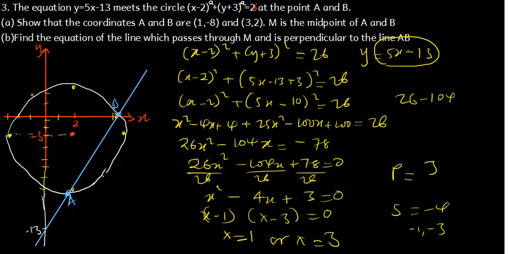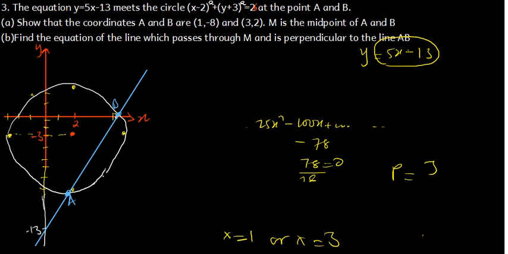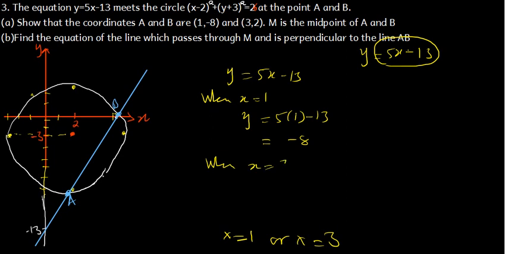Now to find y values, we need to go to the equation which we have at that point. So the equation is y is equal to 5x minus 13. So what will be the value of y when x is equal to 1? So y is going to be equal to 5 times 1 minus 13, and that is 5 minus 13 is a negative 8. What of when x is equal to 3? The y is going to be 5 times 3 minus 13. 5 times 3 is a 15. 15 minus 13 is a 2.